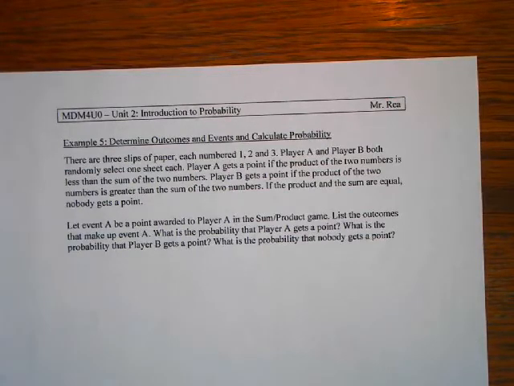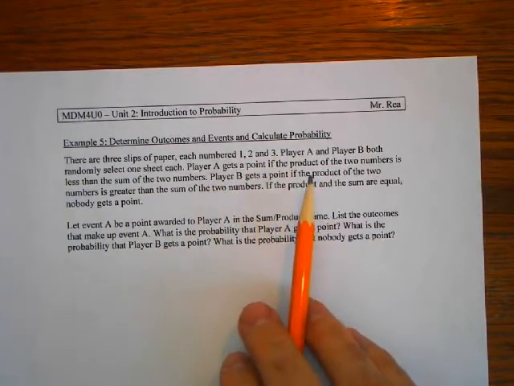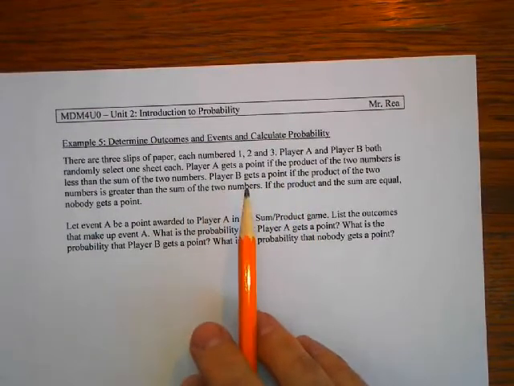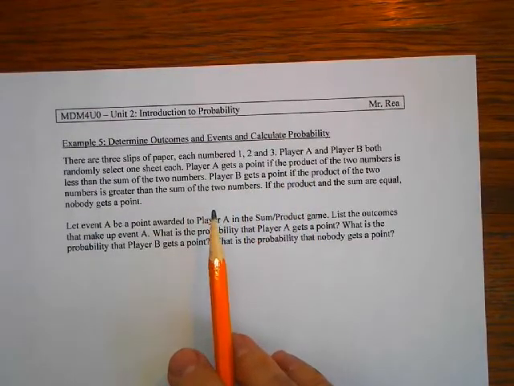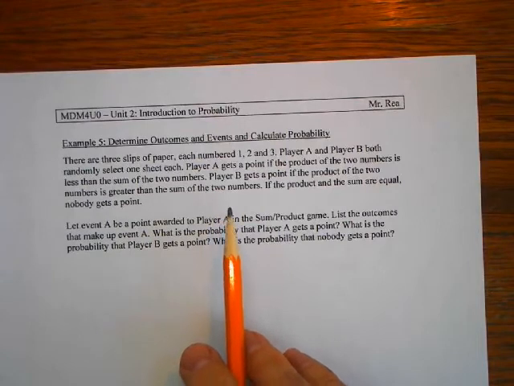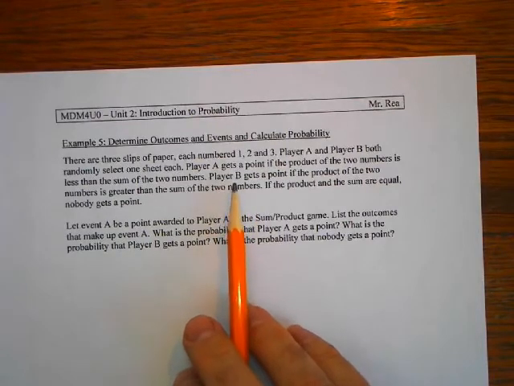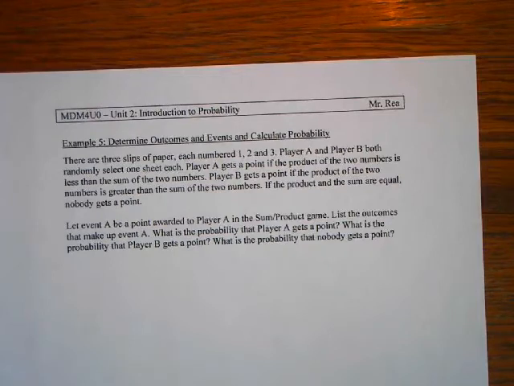So what we do is we do a bit of math here. So we actually add the numbers that they get and also multiply them. And if the product, when you multiply the two numbers, is bigger than the sum, player A gets a point, and if the addition of the two numbers is greater than the product, player B gets a point. Now, if both of the numbers, the product and the sum, are equal, nobody gets a point.